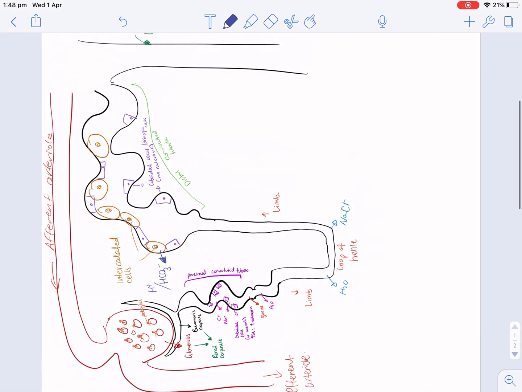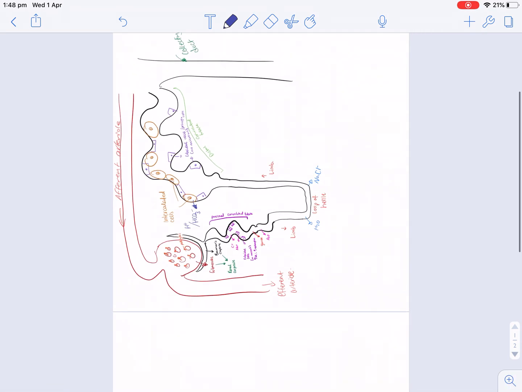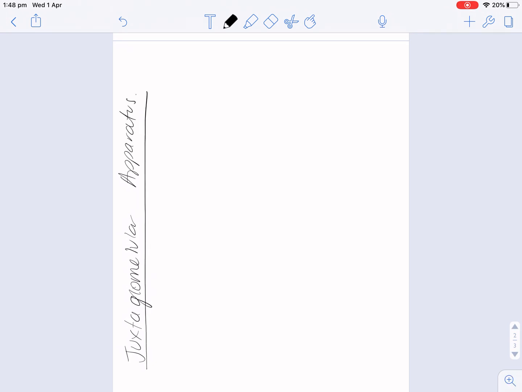Now, that is a very simple schematic of what actually happens in the anatomy of the nephron. But how does the nephron actually control blood pressure? Well, good question. We have something called the juxtaglomerular apparatus. Now, this juxtaglomerular apparatus has three things in it.